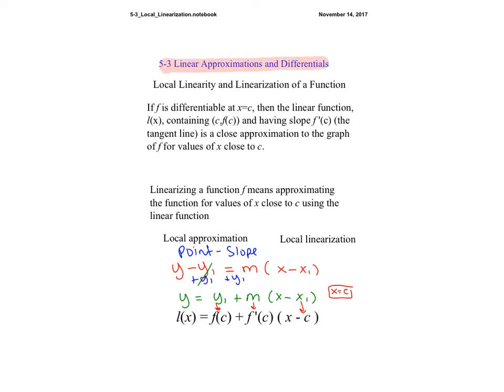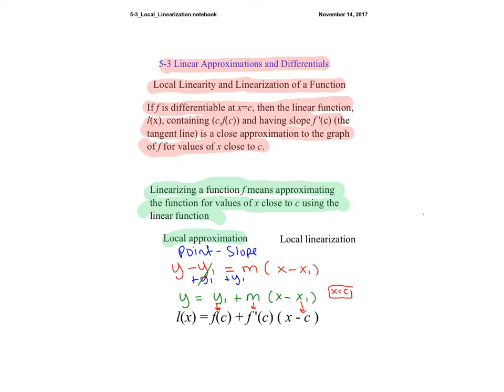Linear approximations and differentials. Local linearity and linearization of a function. If a function is differentiable at x equals c, then the linear function L(x) containing (c, f(c)) and having the slope of f prime of c, the tangent line, is a close approximation of the graph of f for the values of x close to c. Linearizing a function f means approximating the function for values of x close to c using the linear function.